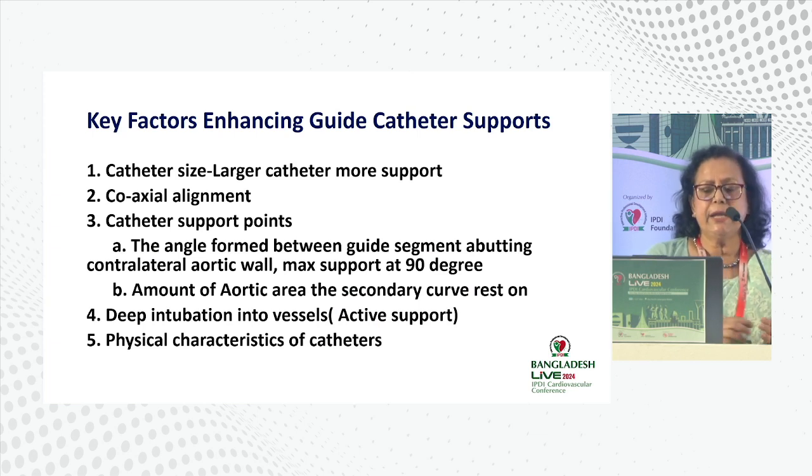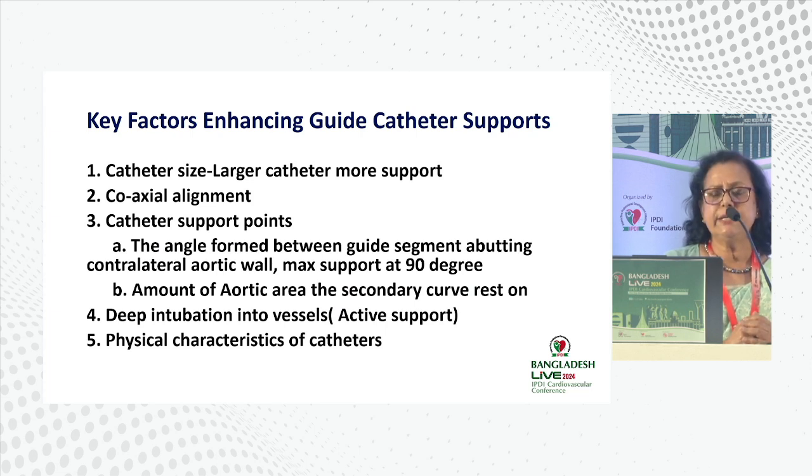So, key factors enhancing guide catheter support. Catheter size: the larger the catheter, the more the support. The coaxial alignment is more important. Catheter support points to two things. One is the angle formed between the guide segment abutting the contralateral aortic wall, with maximum support at 90 degrees. And the amount of aortic area the secondary curve rests on. And deep intubation is another technique to get support, and the physical characteristic of the catheter is another important thing.